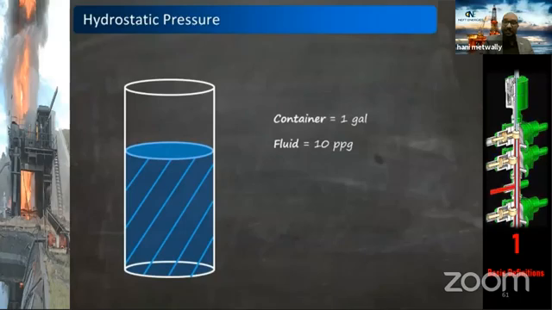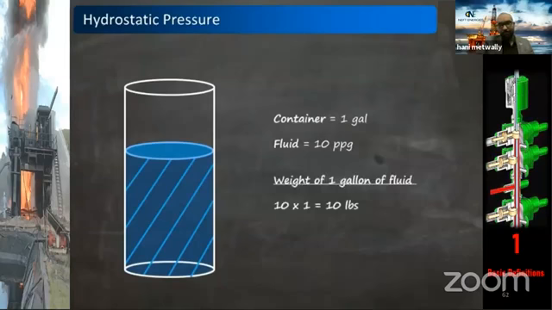Let's take an example to be clear for everyone. We have a container with a volume of 1 gallon, and we put inside the container fluid with a density of 10 ppg. What is the meaning of ppg? Pound per gallon. So we have a fluid density of 10 pounds per gallon. We can calculate the weight of 1 gallon of the fluid, because we have a fluid density of 10 pounds per gallon, and we need to calculate the weight only for 1 gallon. So in this case, it will be 10 pounds.